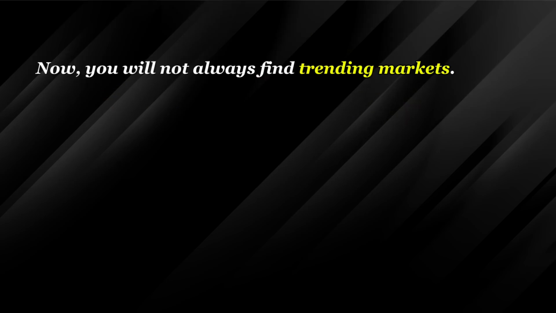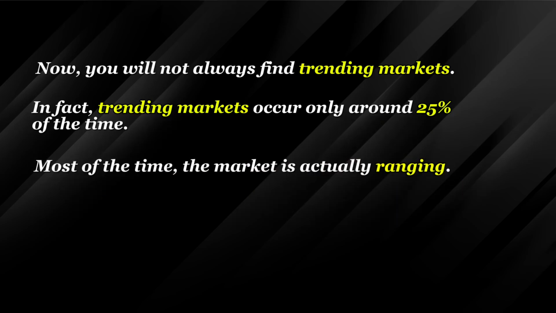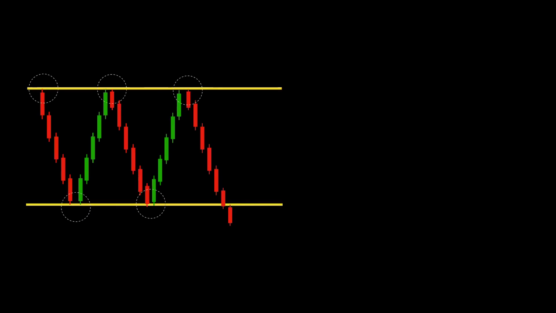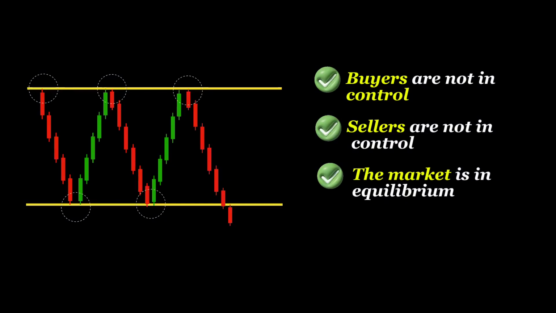Now, you will not always find trending markets. In fact, trending markets occur only around 25% of the time. Most of the time, the market is actually ranging. A range-bound market is when price moves horizontally between support and resistance. This tells you that buyers are not in control. Sellers are not in control. The market is in equilibrium.